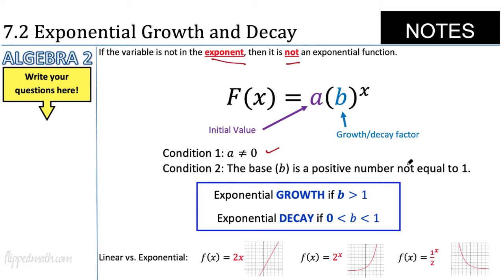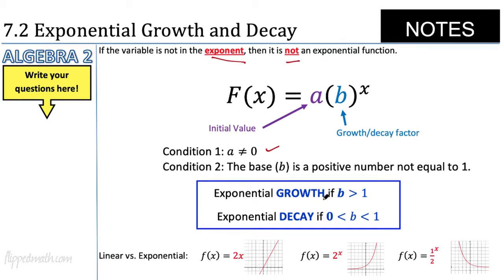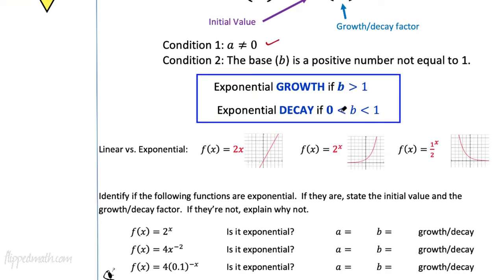Now, b has to be positive, and it has to be not equal to 1. Those are the two requirements. If b equals 1, then you're just multiplying by 1 and your function's pretty boring. All right, so if b is greater than 1, we call it growth. And if it's less than 1, but it has to be greater than 0, then we call it decay.